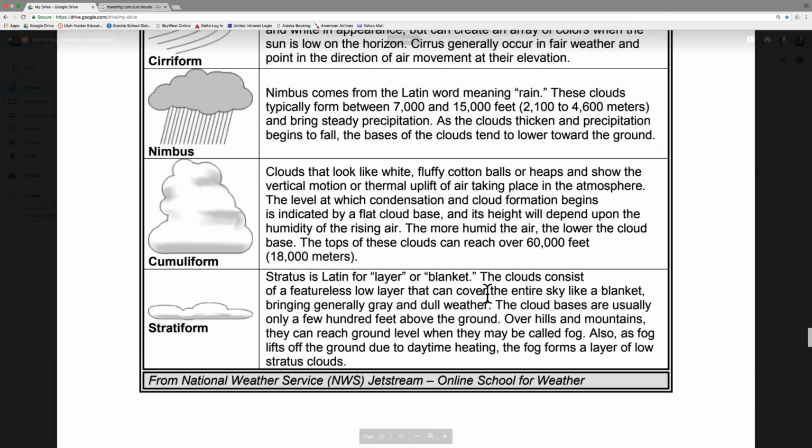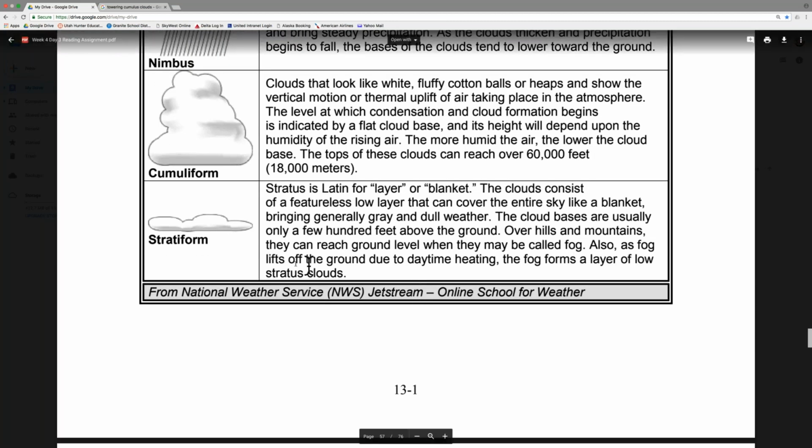So, stratiform clouds. Stratus is Latin for layer or blanket. The cloud consists of a featureless, low layer that can cover the entire sky in a blanket, bringing generally gray and dull weather. Cloud bases are usually only a few hundred feet above the ground over hills and mountains and can reach ground level, when they may be called fog. Also, as fog lifts off the ground due to daytime heating, the fog forms a layer of low stratus clouds.